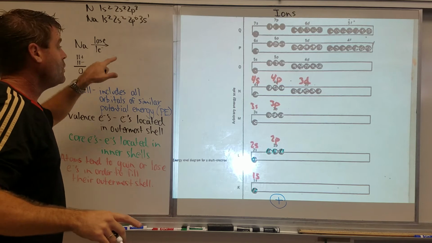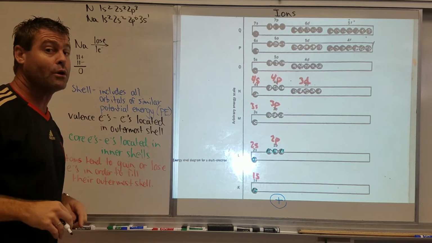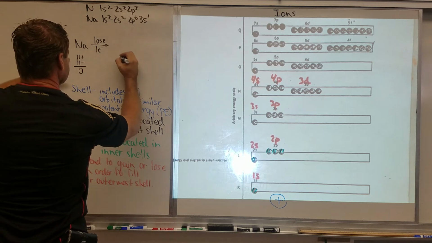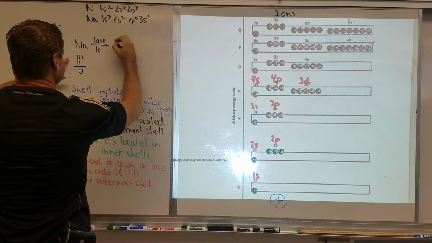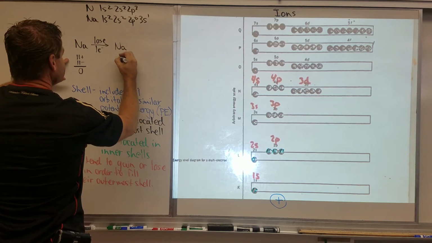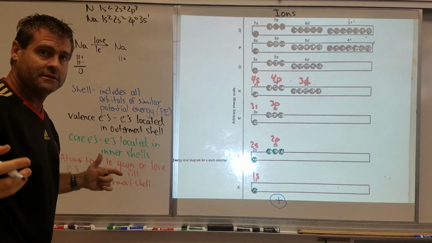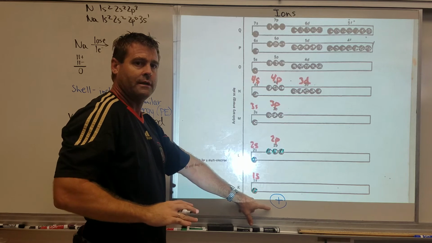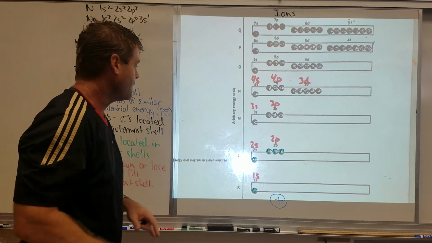Okay, so now, if that lost 1 electron, now how many protons does it have? Okay, you're right. I was kind of fooling you. So it's still sodium. It still has 11 protons. You guys remember, nothing happened to the protons in the nucleus, right? Just think about it. Those are kind of stable there, right?